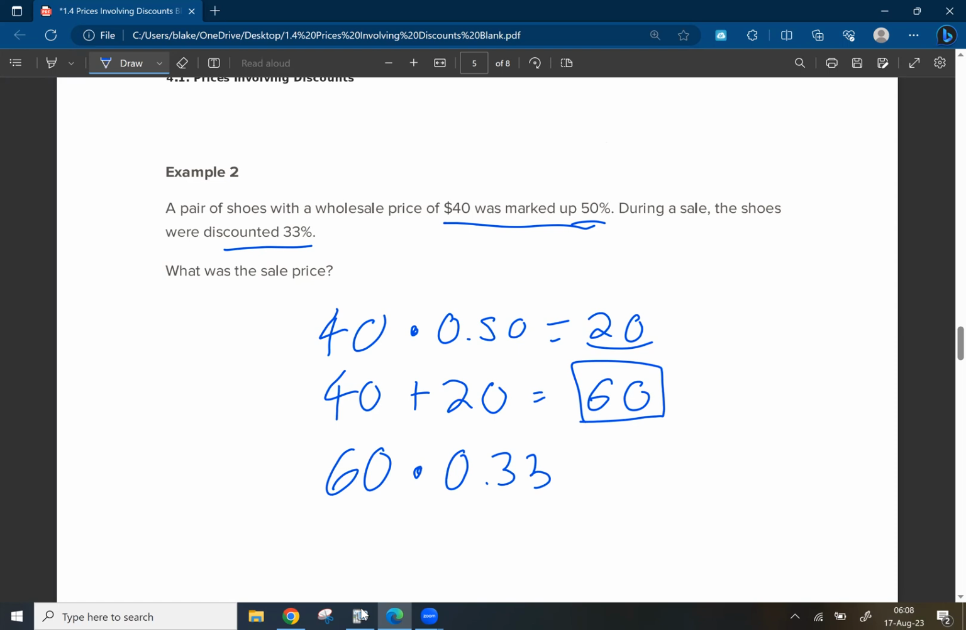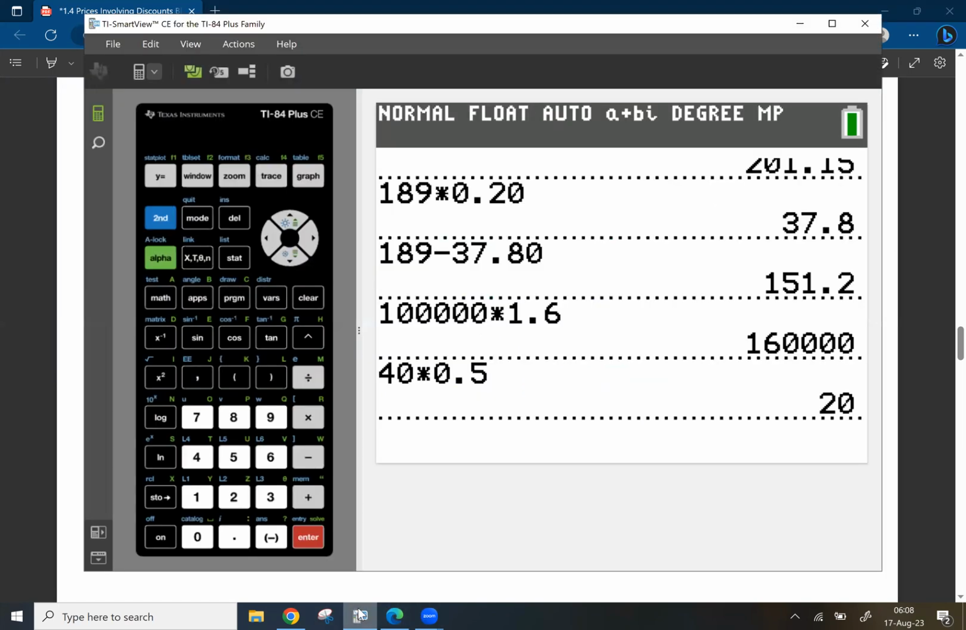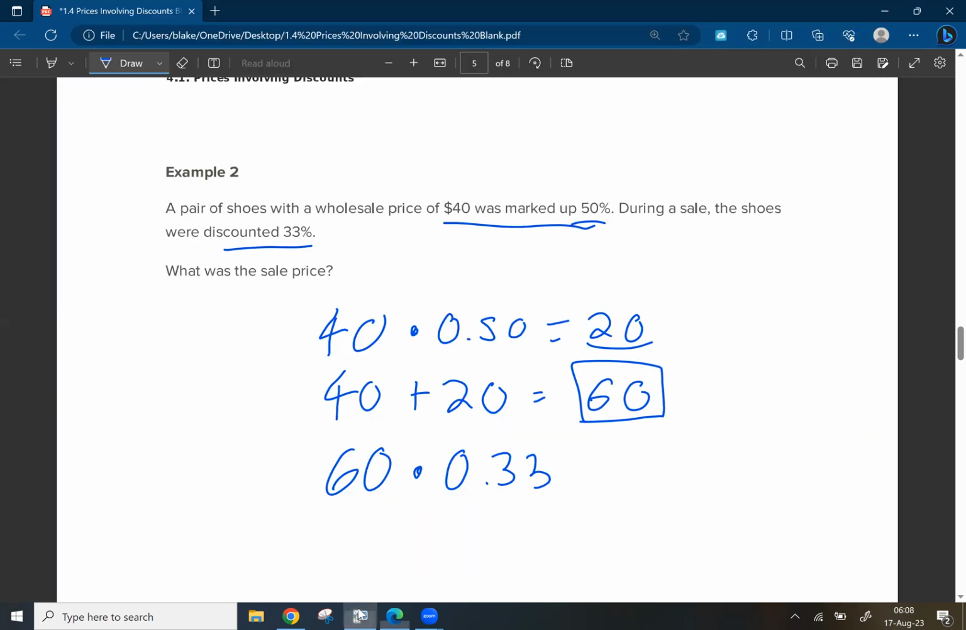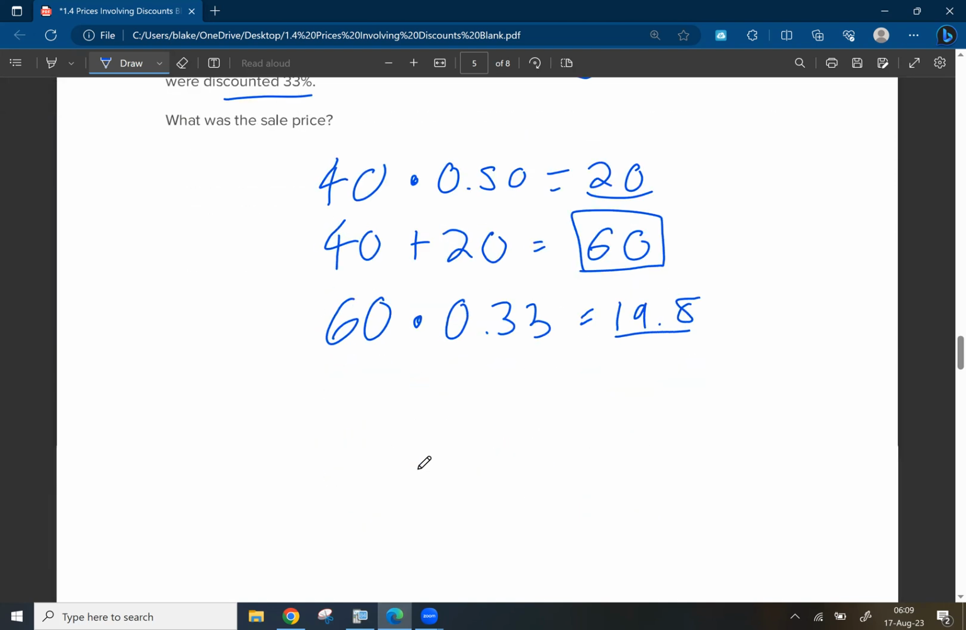So we're going to multiply it by 0.33. That's $60 multiplied by 0.33 is 19.8. So remember, this is the discounted amount. So this is how much is now coming off of the $60 price. So it was $60. It's going to decrease by 33%, meaning it's going to decrease by $19.80, which leaves it at a grand total of $40.20.